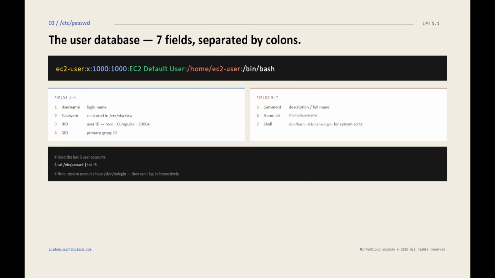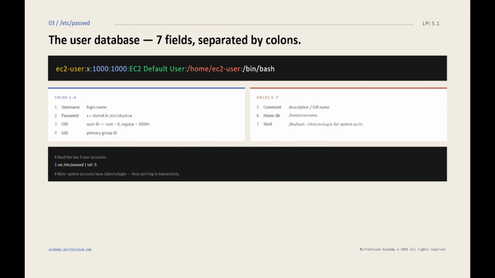/etc/shadow. The third field has 1000, and this is the user ID of this user. The next 1000 in the fourth field is the primary group ID. EC2 default user is the comment field. /home/ec2-user is the home directory. /bin/bash is the login shell that the user will use when they log into the system. Time for a quick demo.